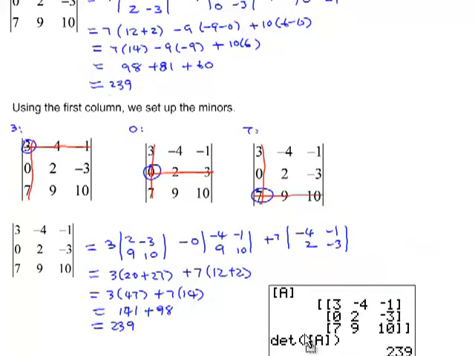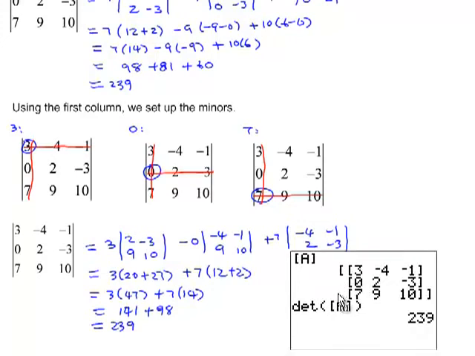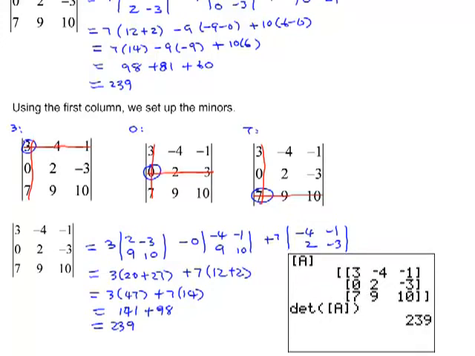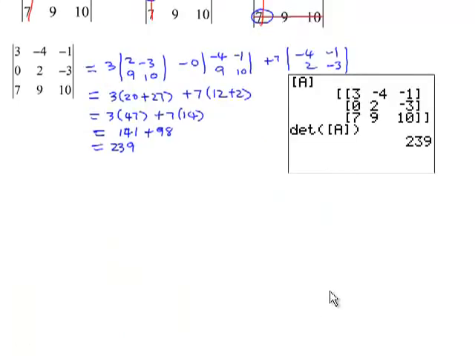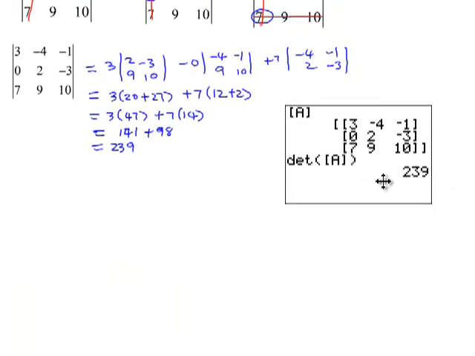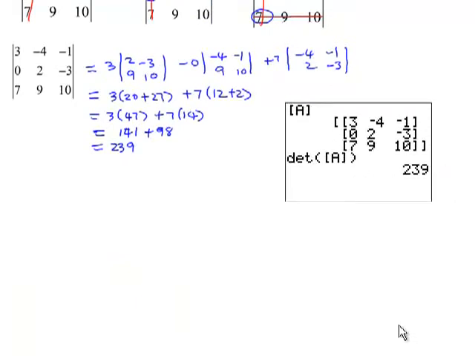Screenshot. Perfect. Enter the matrix A and use the determinant function, 239. And you can extend the concept to 4 by 4, 5 by 5. So this cofactor method works for all sizes.